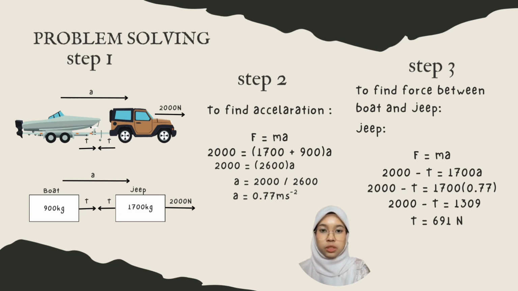And by using all the values, we substitute into the formula, which is F is 2000 minus T equals 1700 a. And we substitute the a value, which is 0.77, and we get 2000 minus T equals 1309, and T we get 691 Newton.